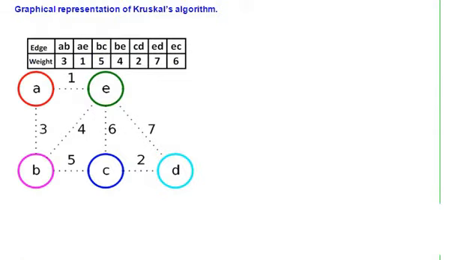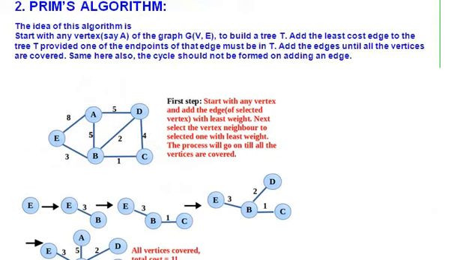So look at the graphical representation. We have edges and weights. And what is the path? Check out the path. The total cost, the least possible cost. So we have another approach, Prim's algorithm.